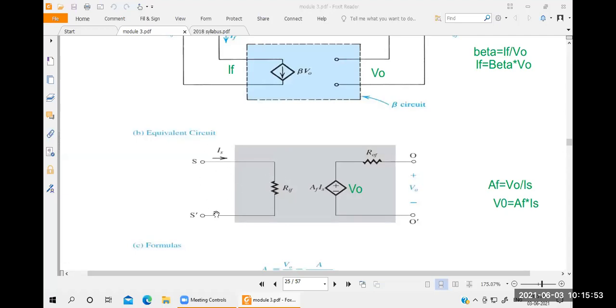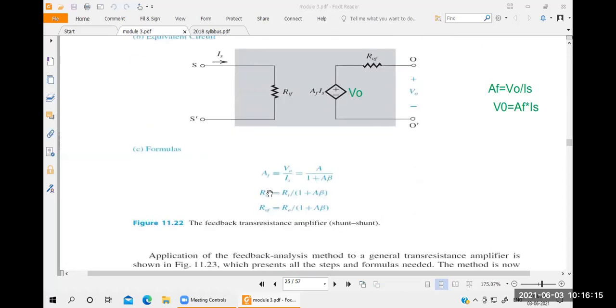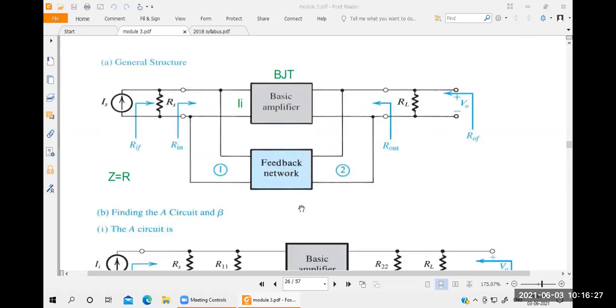You take a current as an input here. It is connected to RIF. Then you take the same output voltage. It is connected to V0, which means it's a source voltage. What is the equation here for source voltage? AF into IS. AF means the amplifier gain with feedback. IS means it's a source current here. You can write the AF equation, that is V0 divided by IS, which is A divided by 1 plus A beta, because this one is a parallel connection. So for that you write Ri divided by 1 plus A beta for the input and output resistance. Understood?